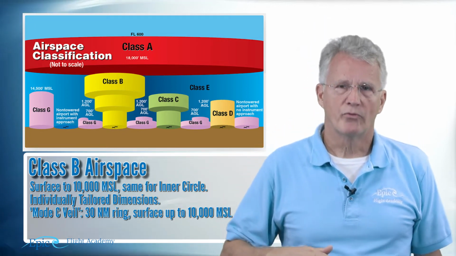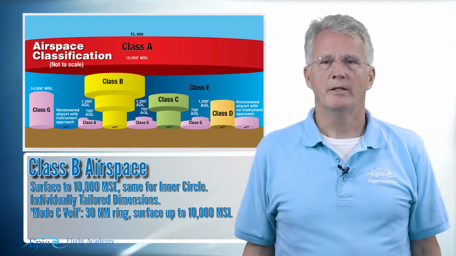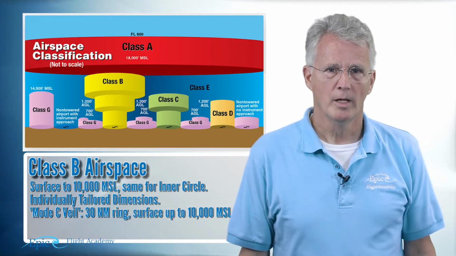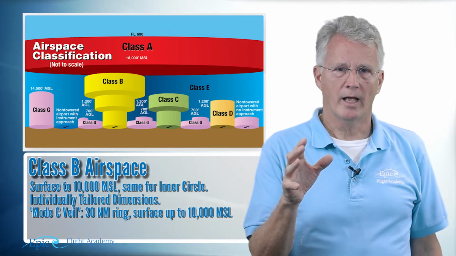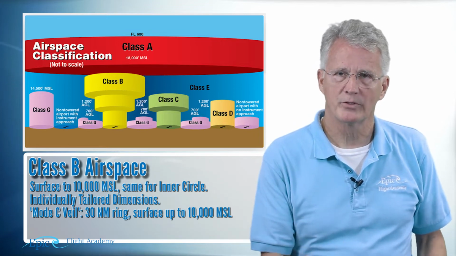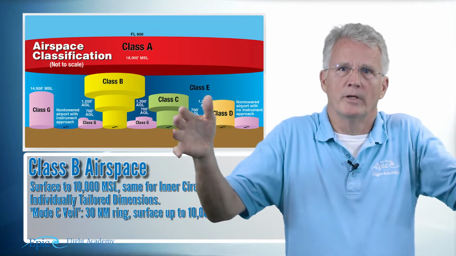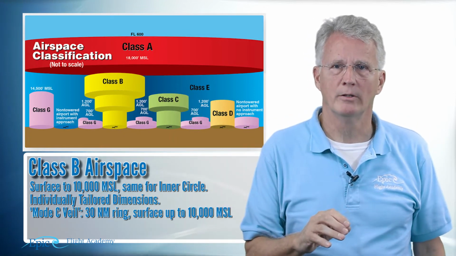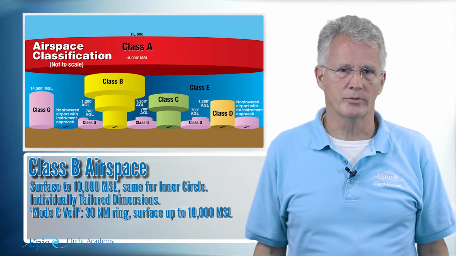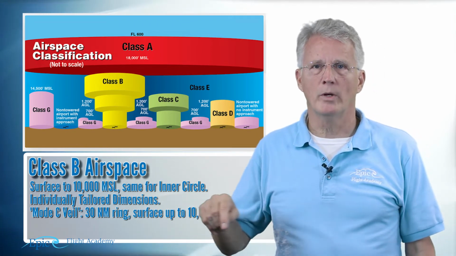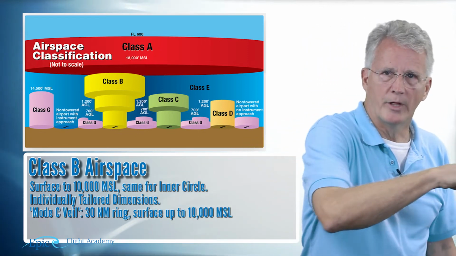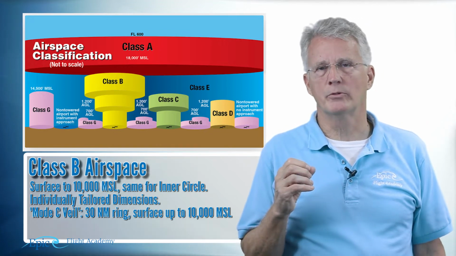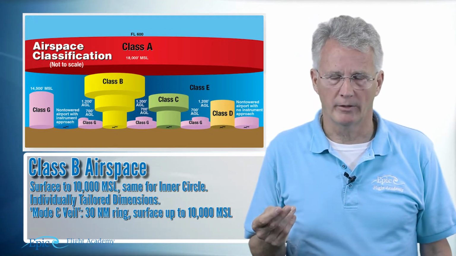Bravo airspace runs vertically to 10,000 feet MSL, from the surface to 10,000. The inner ring is at the surface, and the outer rings are moving up in altitude. They are individually tailored for that airport's requirements, and there is always an outer veil with a 30 nautical mile ring, and that is referred to as the Mode C veil.